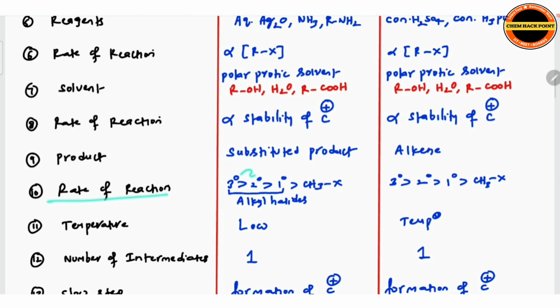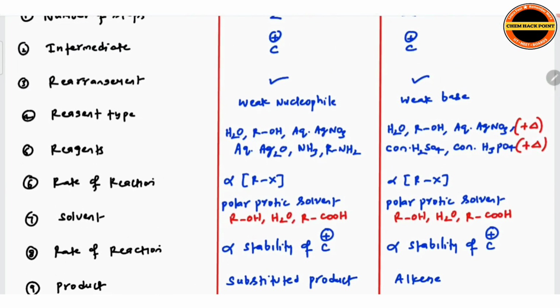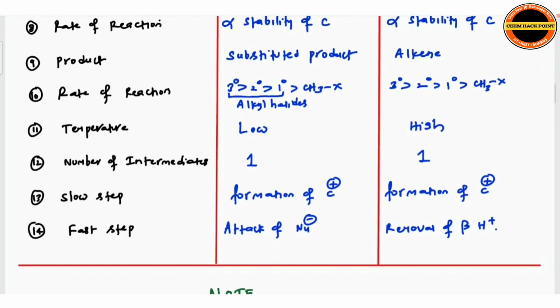Rate of reaction: tertiary greater than secondary greater than primary alkyl halide, and last is the less crowded alkyl halide. Even elimination is also the same: tertiary, secondary, primary and normal alkyl halide. Temperature: low temperature favors substitution reactions, and high temperature favors which reaction? Elimination reactions. So low temperature favors substitution, high temperature favors elimination reactions. See, if you study like this with a comparison table, there is no more confusion in future questions.